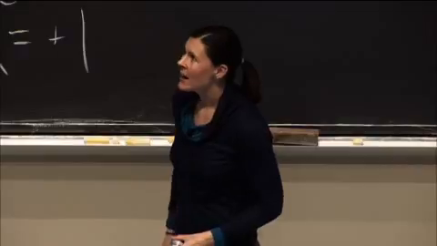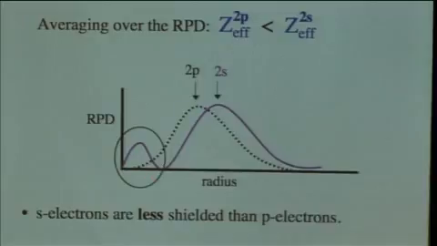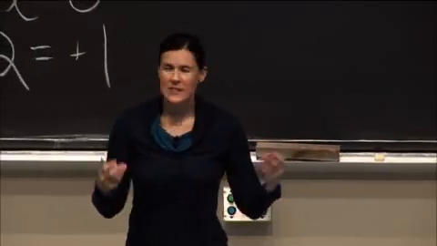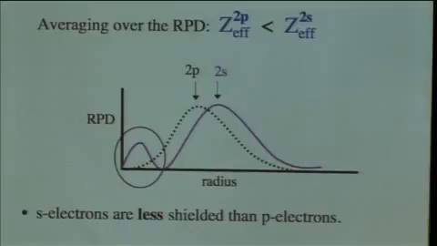And what we're actually talking about, again, is the Z effective. So the Z effective felt by the 2p is going to be less than the Z effective felt by the 2s. Another way to say this, I think it's easiest to look at just the fact that there's some probability density very close to the nucleus. But what we can actually do is average the Z effective over this entire radial probability distribution. And when we do, it turns out that the average of the Z effective over the 2p is going to be less than that of the 2s.